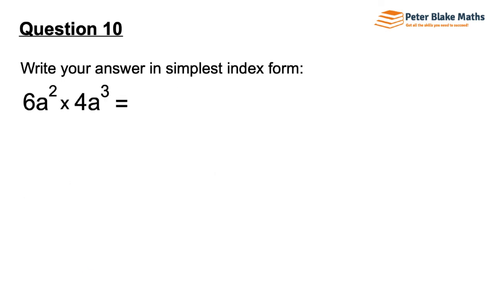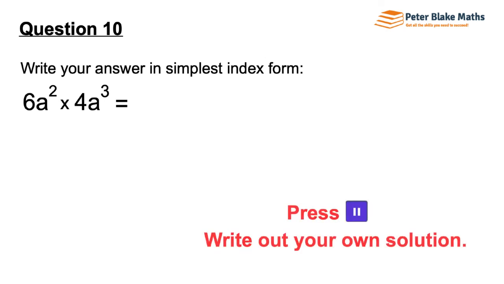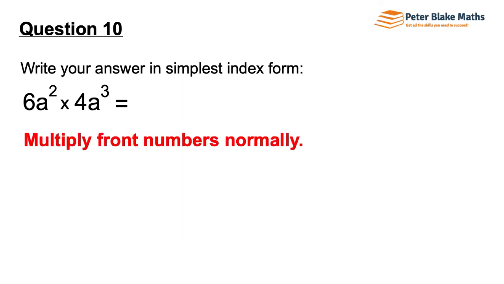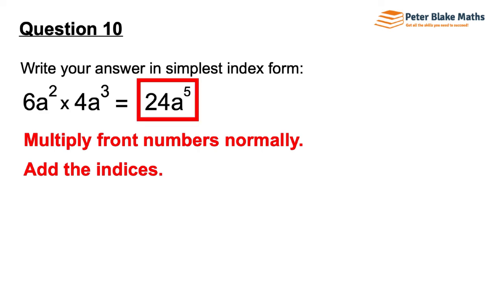Question 10. Write your answer in simplest index form. We have 6a squared times 4a cubed. Okay, we can multiply the front numbers normally. 6 times 4 is 24. And then we can add the indices for the a section. A to the power of 5. So final answer, 24a to the power of 5.